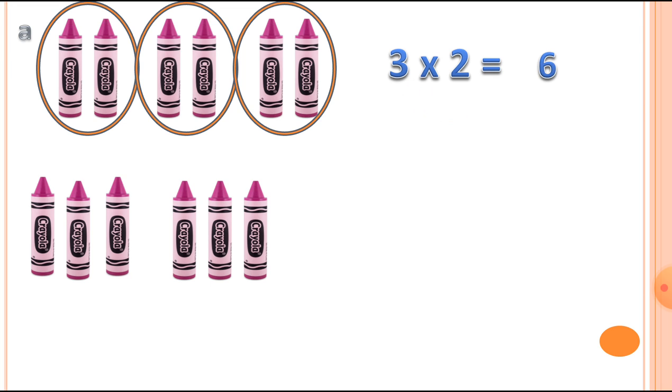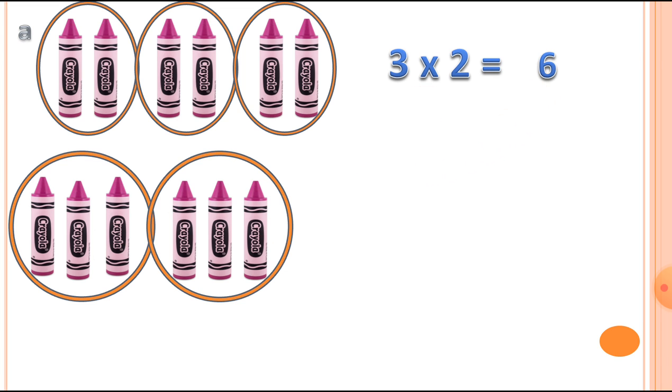So total there are 6 crayons. This is the first sentence of the multiplication fact. Now let's make the second group. You can see this, I am just making another way of grouping this. There are 2 groups and each group has 3 crayons.